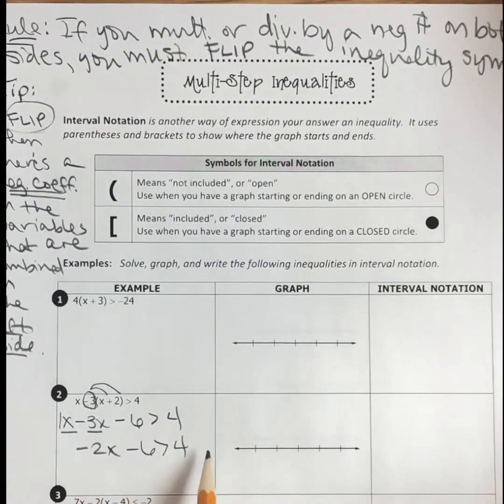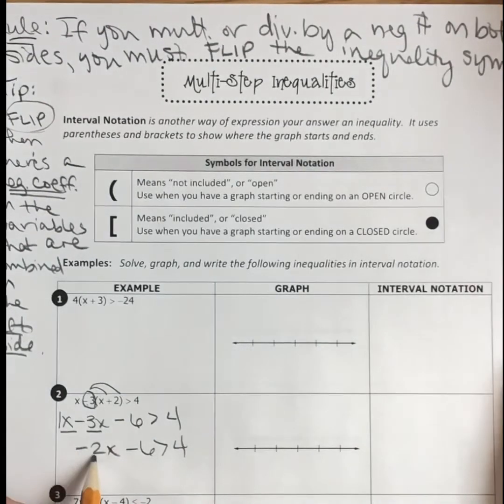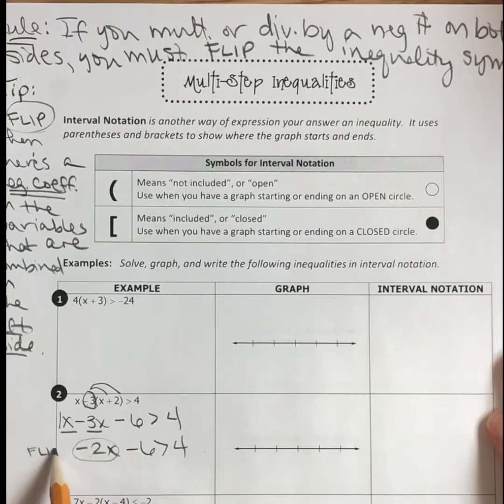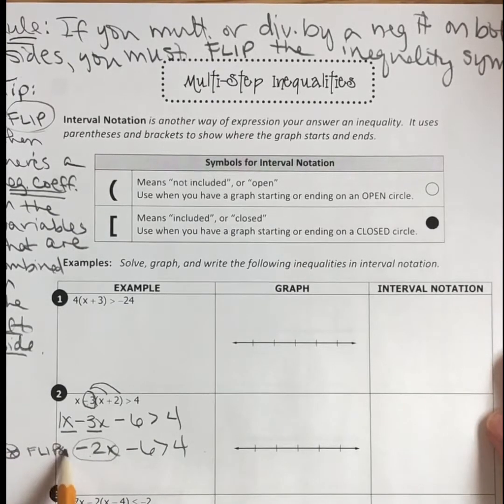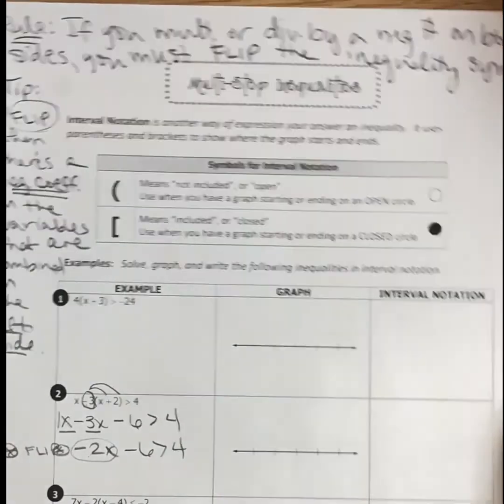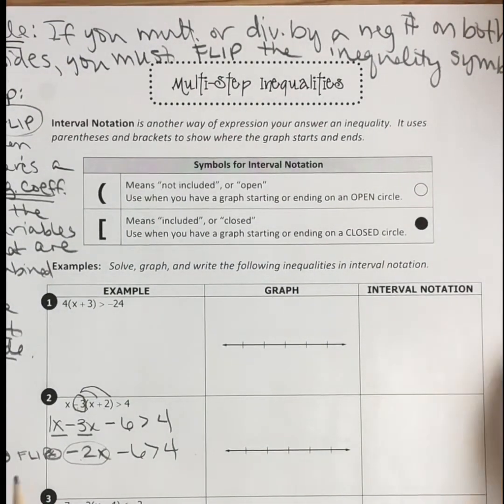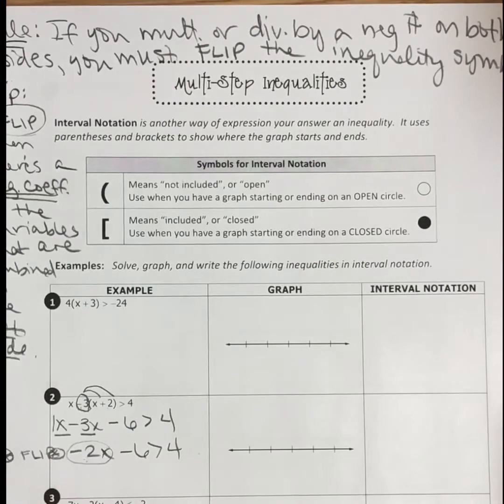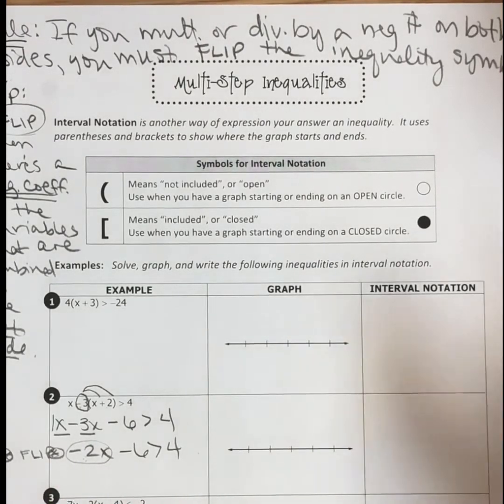Now we just solve, and we have 2 steps. We're going to add the 6 to both sides, then we're going to divide by negative 2. And since all of our variables are on the left-hand side, I know that I'm going to end up flipping the inequality because I'm going to have to divide by a negative 2 on both sides. None of the other numbers make that decision except for the coefficient of the variables on the left side.